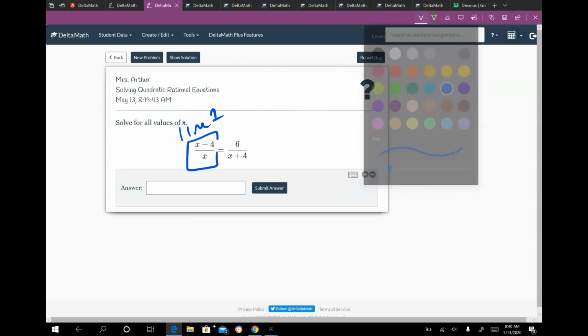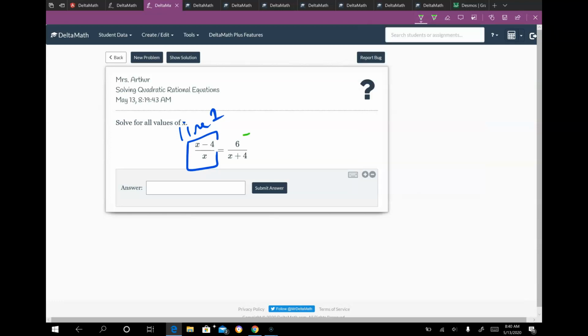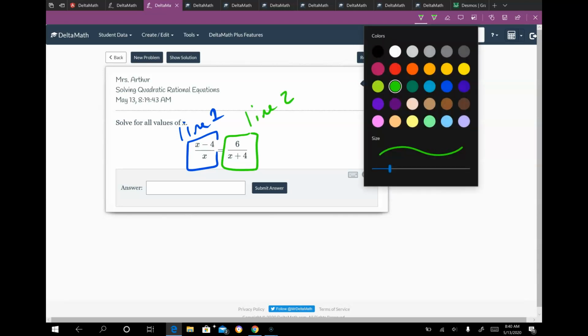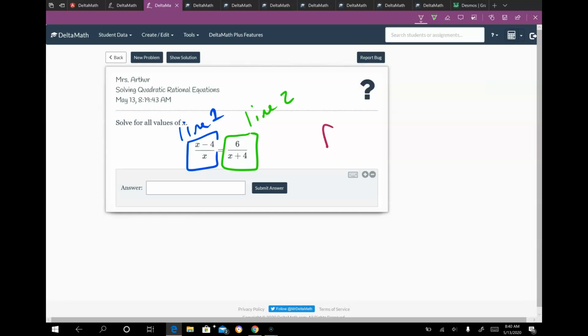And then the right-hand side is going to be line 2. And then your goal is to find the intersection. Okay? Now, if it's a nasty or irrational decimal, you might want to come back and do it by hand or see if you can figure out what the fraction is of it.